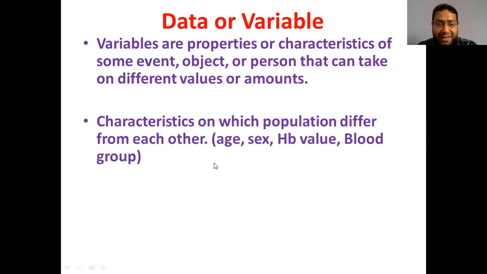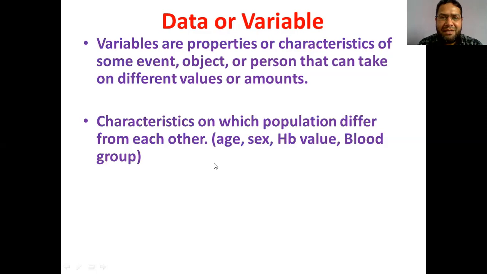Variables are characteristics on which the population differs from each other. For example, age. My age may not be the same as that of my colleague. Your age may not be the same as that of your friend. So age can take any value. Then sex, we have two sexes, or we may have a third. Then hemoglobin value, if we want to measure it, will be different for different individuals. Then blood groups again show variation. So this constitutes our data or the variable.